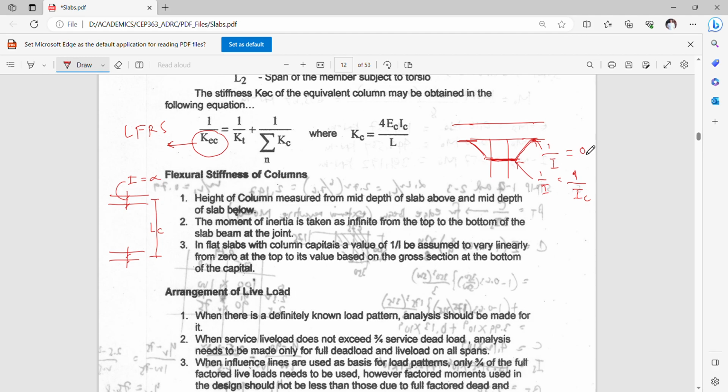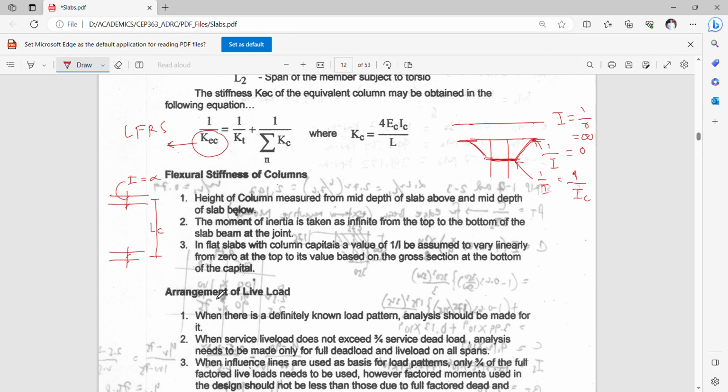So if you want to input these values, again, IC can be computed on the basis of the formula for moment of inertia. And here 1 over I will simply be infinity. So I here will be 1 over 0, which is infinity. Therefore, infinity can actually be represented again by big numbers, maybe 10 times the moment of inertia for a simple column here.